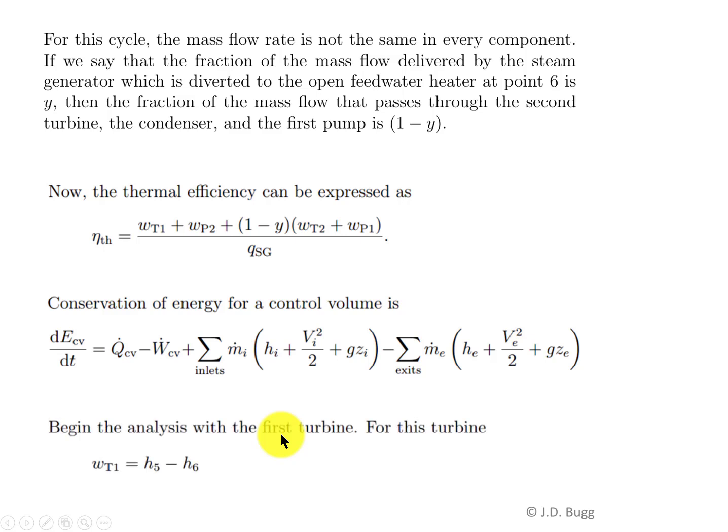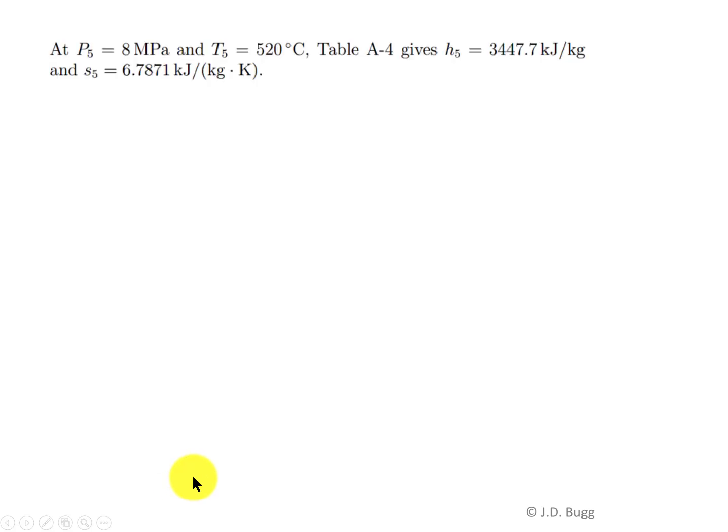So the first component we'll look at is the first turbine. For the first turbine, this tells us that the work produced per unit mass is h5 minus h6. At state 5, the state is fixed because we know the pressure is 8 megapascals and the temperature is 520 degrees C. So table A-4 would give us the value for the enthalpy, 3447.7 kilojoules per kilogram, and the value for the entropy, 6.7871 kilojoules per kilogram Kelvin.